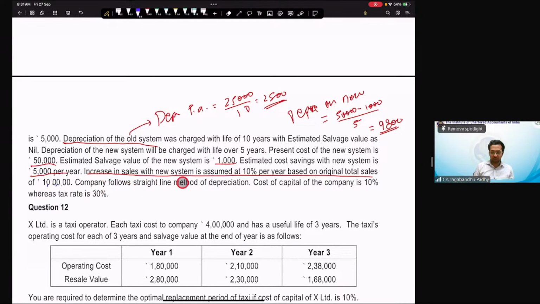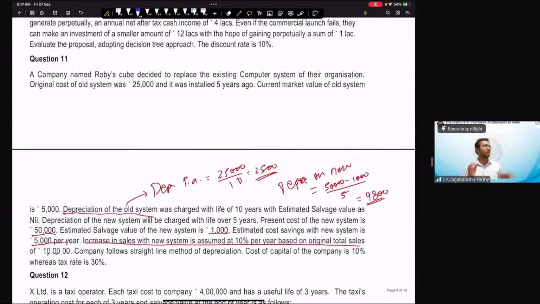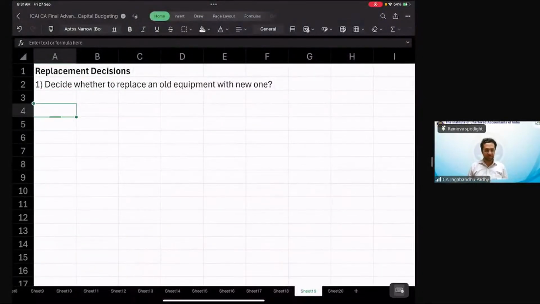The company follows a straight line method of depreciation. Cost of capital of the company is 10%, whereas the tax rate is 30%. So the idea over here is very simple. Simply take the present value of future cash inflows and subtract from it the present value of future cash outflows, right? We're just going to calculate the NPV over here, nothing great in it. We just need to be a bit mindful of what sort of benefits and cash flows we are going to have. So let's look at the first case.